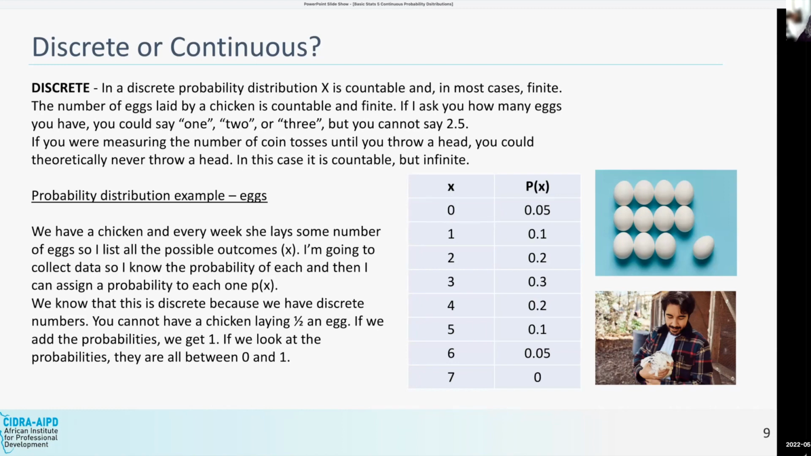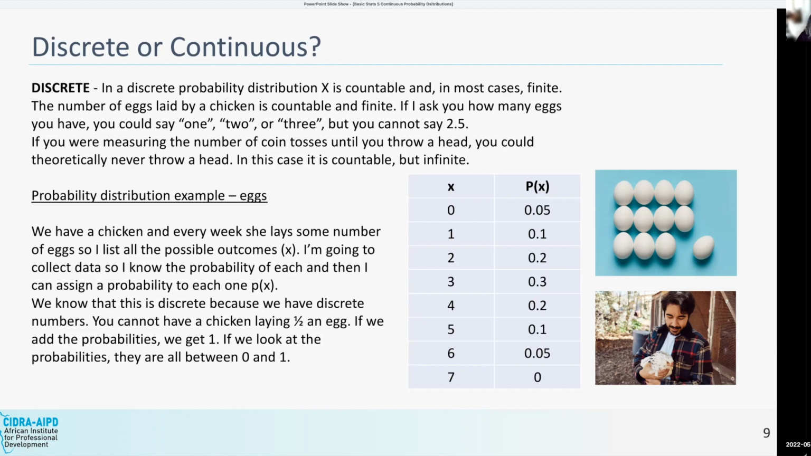Now, I've said here, and it's the case in most instances, that it's a finite number. It can be that it is infinite, and that would be something like if you're measuring the number of coin tosses until you throw a head, then theoretically, although unlikely, you could never throw a head. So in that case, it's countable, but also it's infinite.